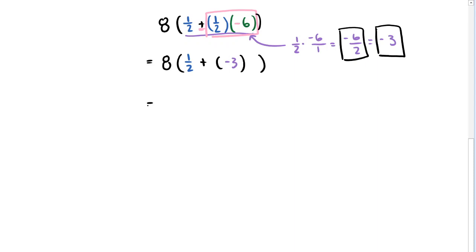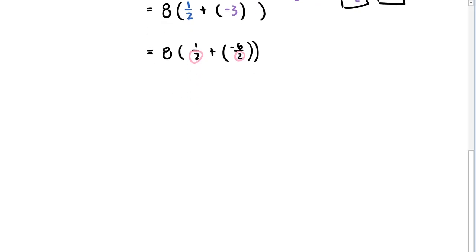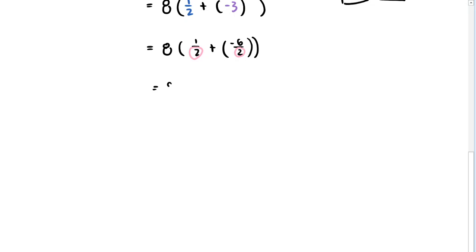So this is 8 times 1/2 plus negative 3. Well, we just said negative 3 is the same as negative 6 over 2. I'm just writing it in this form because we have a common denominator, and to add or subtract fractions, their denominators need to be the same. If their denominators are the same, I can just add their numerators together. I'm just going to write this as one single fraction. This is 1 plus negative 6, all over 2.